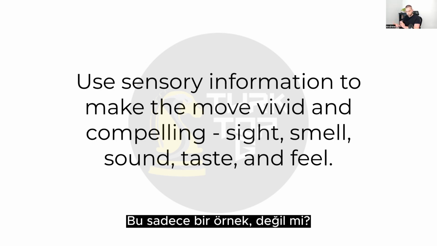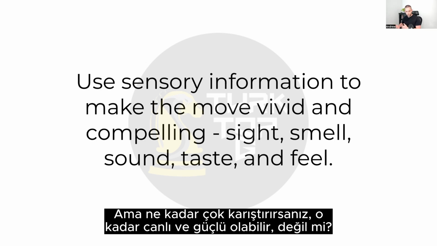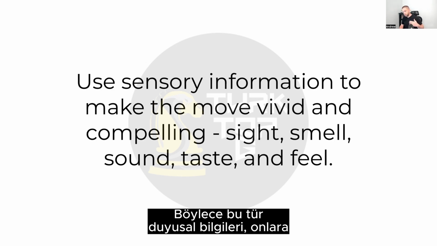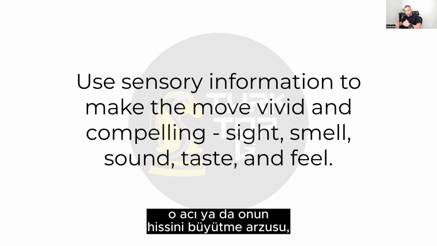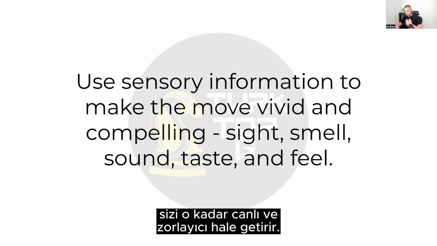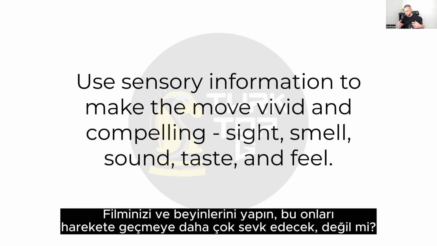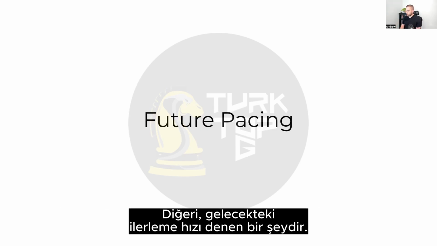This is just one example, right? You don't have to use all five of the senses, right? But the more of them you can mix in, the more vivid and powerful it can be, right? So you can use this type of sensory information around the experiences that make them feel that pain or that desire to amplify the feeling of it. And the more vivid and compelling you make your movie in their brain, the more it'll drive them to act, right? The other one is something called future pacing.